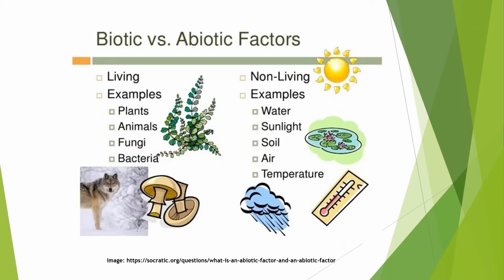Here are some more examples of biotic and abiotic factors. Examples of living or biotic factors are plants, animals, fungi, and bacteria. Examples of abiotic or non-living factors include water, sunlight, soil, air, and temperature.